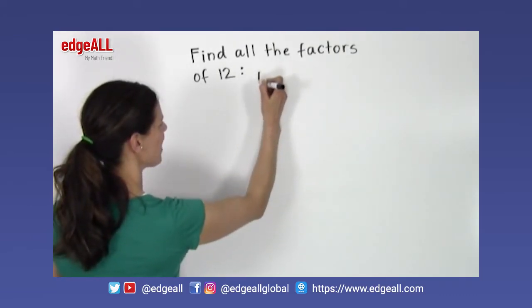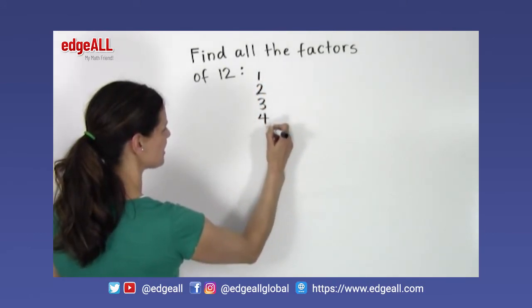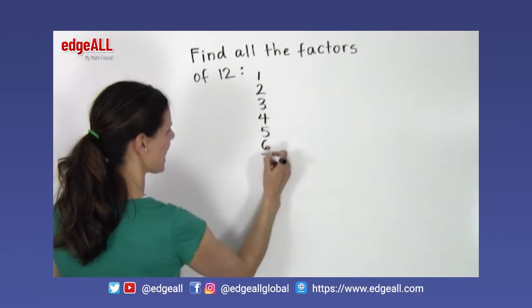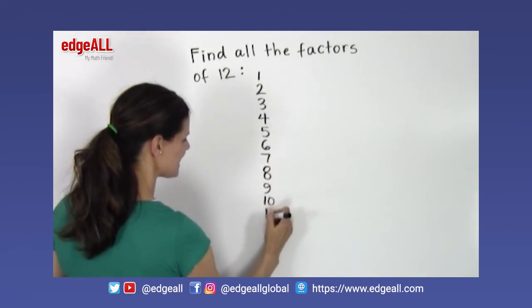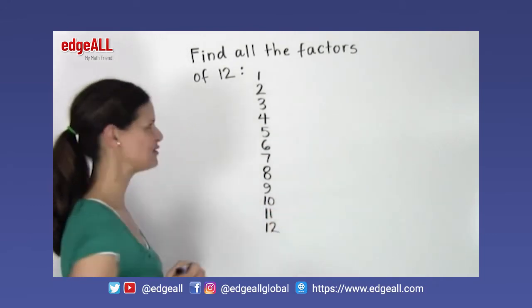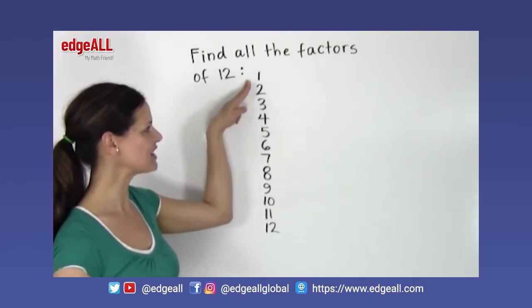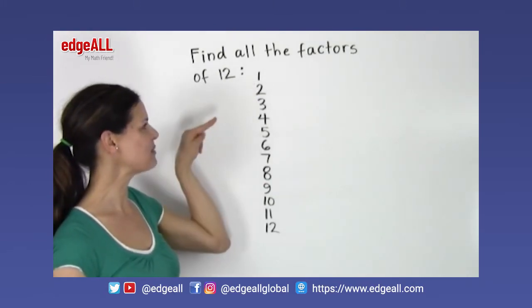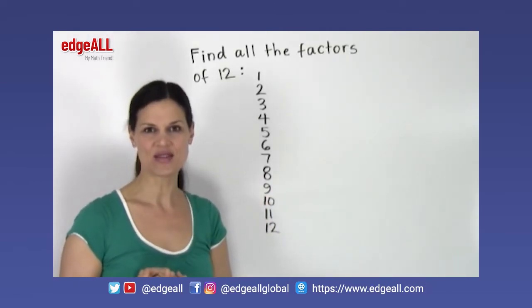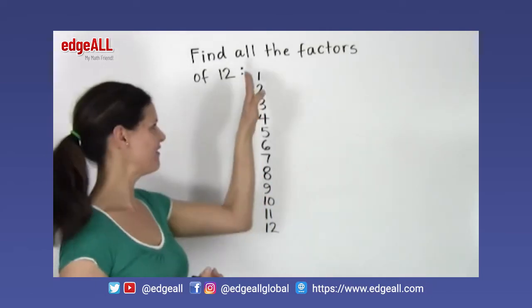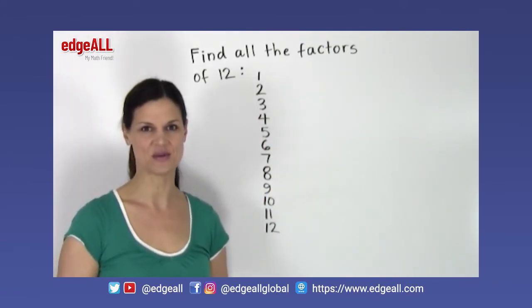Let's start with 1, and we'll list each number less than or equal to 12, and take a look at each one of them to see if they're factors of 12. Remember, in order for a number to be a factor, it needs to be able to be multiplied by another whole number so that the product of this number and the other whole number is equal to 12.